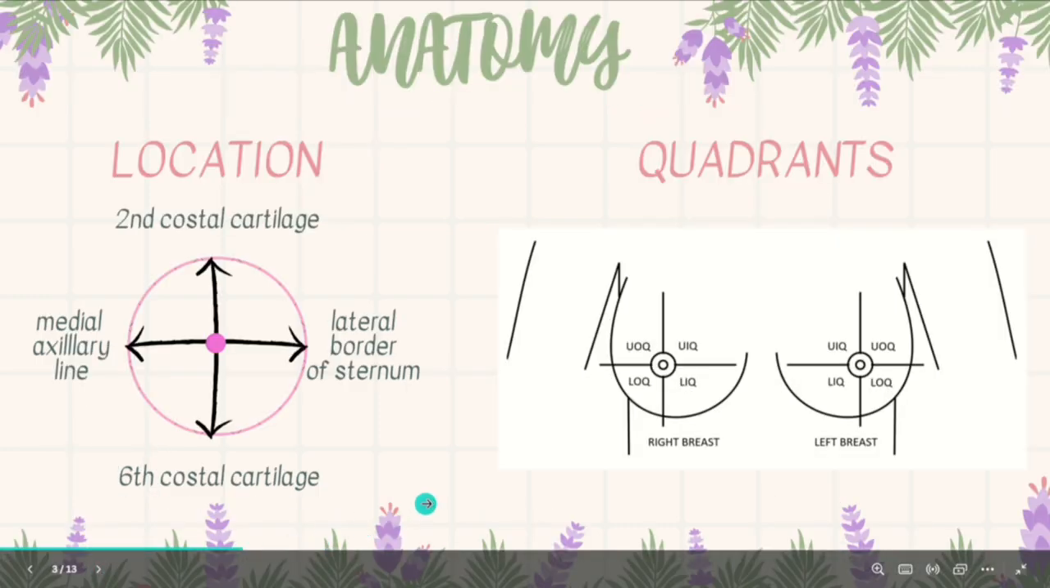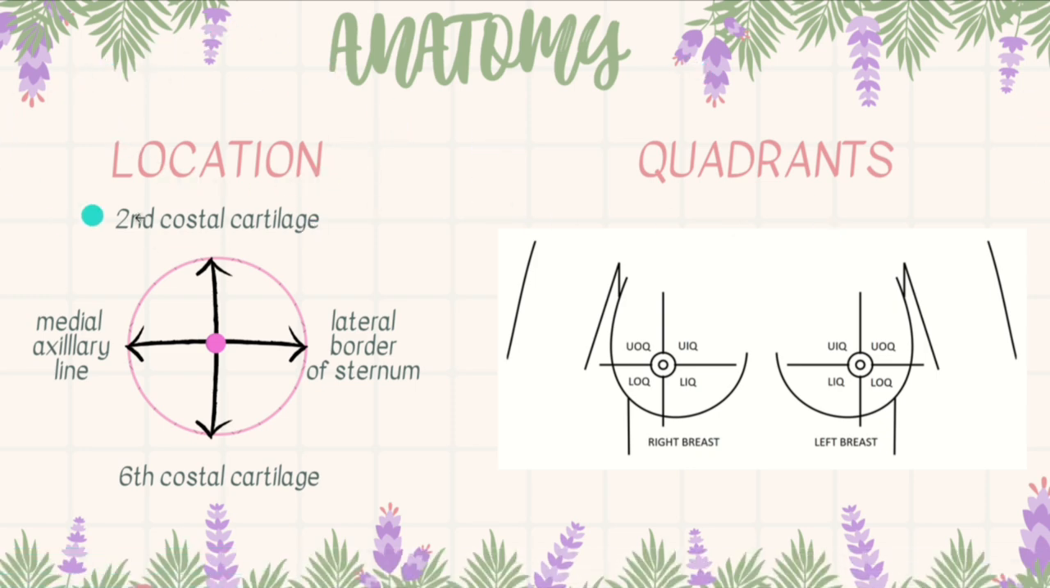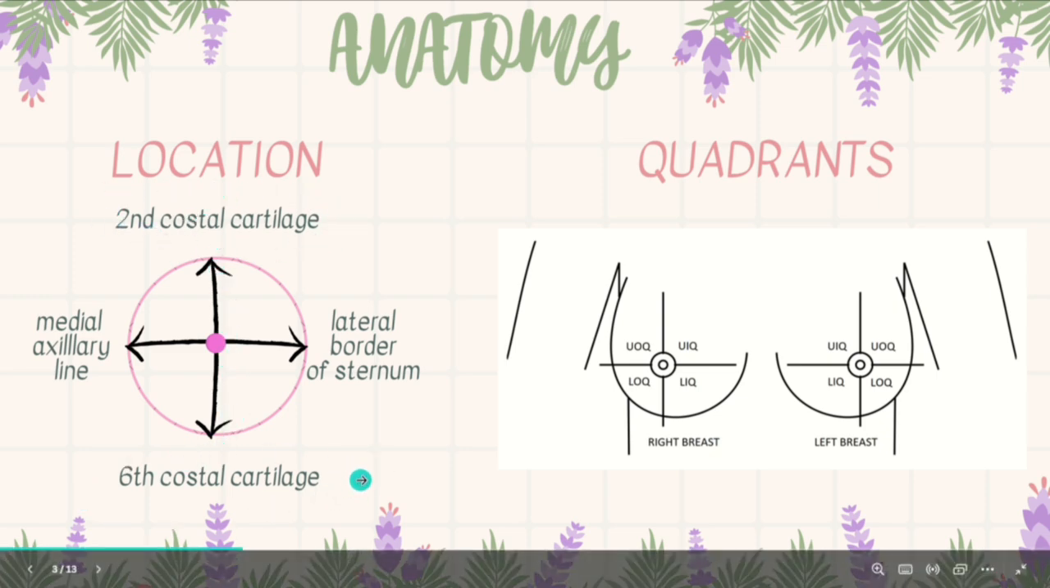Now we look at the anatomy of the breast. Over here we have the location and the quadrants. Firstly, we'll look at the location of the breast. Now imagine this is the right breast and the nipple serves as the median. Horizontally, the breast expands from the lateral border of the sternum towards the medial axillary line, and vertically, it expands from the second costal cartilage into the sixth costal cartilage.